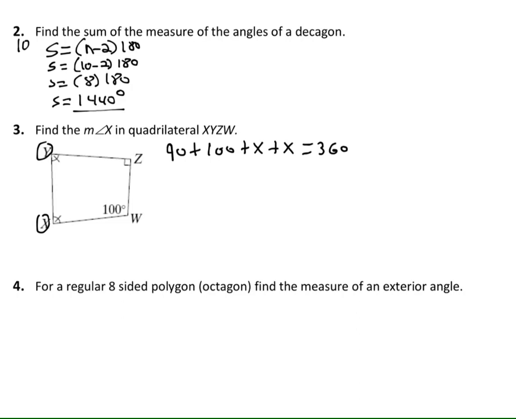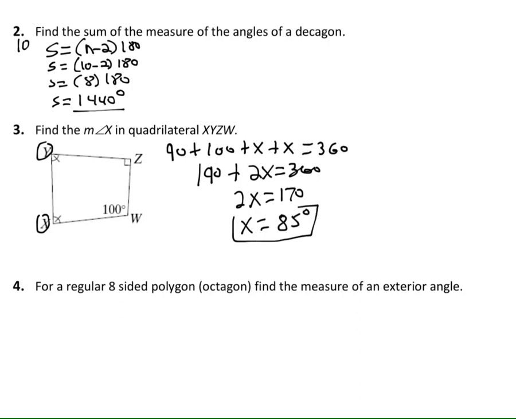So 90 and 100 are going to add up to 190. X and X are going to add up to 2X. I'm going to subtract 190, which is going to give me 170. And then I'm going to divide by 2, which is going to give me 85 degrees. So that means angle X and angle Y are both going to add up to 85 degrees because of this up here.